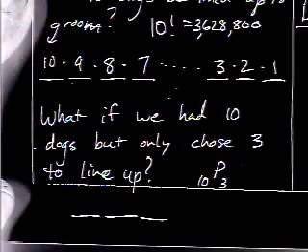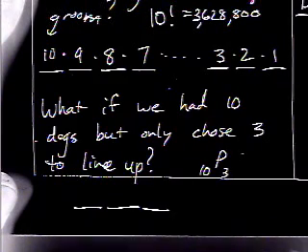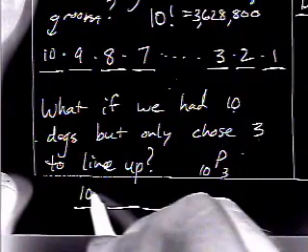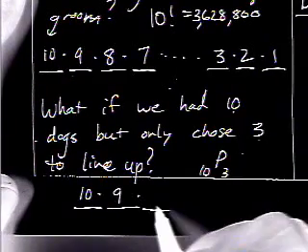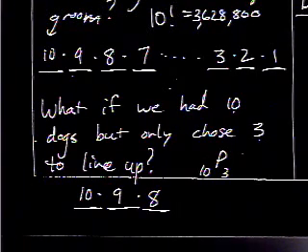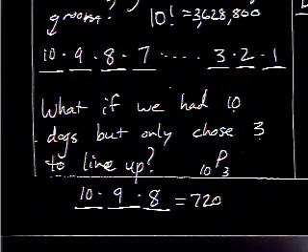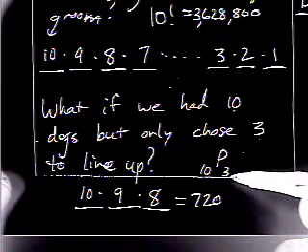Now, what if we had 10 dogs, but we were only choosing 3 of them? We only chose 3 to line up. So that means we'd have 10 dogs to pick from, but we only have 3 slots to fill. So we'd have 10 dogs that we could put in the first slot. And then once we chose that one, we'd only have 9 there. And then once we chose that one, we'd only have 8 left. So that's significantly less than 3,628,800. Right? That's 10 times 9 times 8. That's 720. Now, another way to see that would be 10 permutations, choose 3.